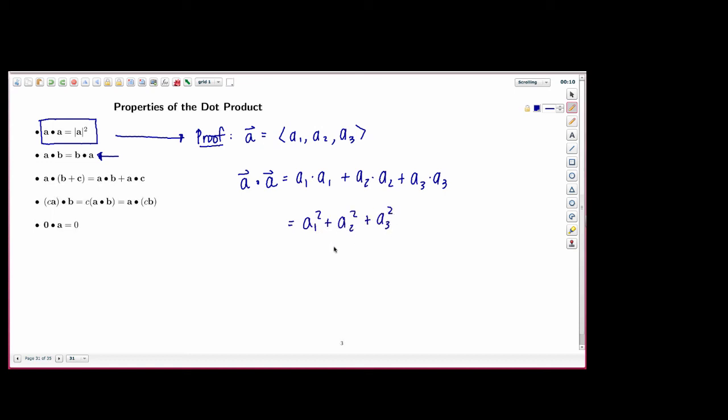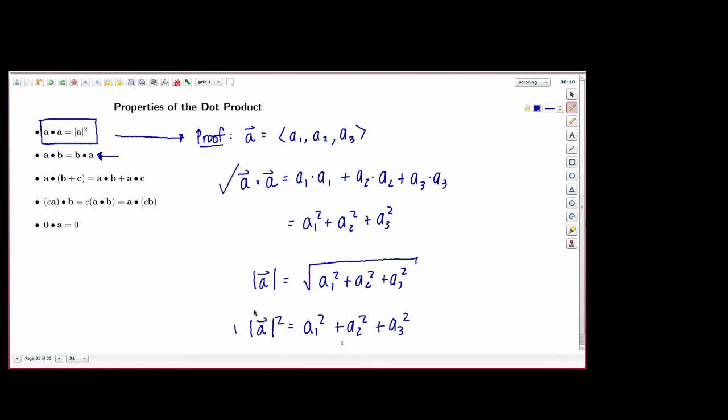Now what is the length of A? Remember, the length of A is just the square root of the sum of the squares of the components, so A1 squared plus A2 squared plus A3 squared, all under the square root. So the length of A squared is just A1 squared plus A2 squared plus A3 squared. So I see that A dotted with A is in fact equal to the length of A squared.